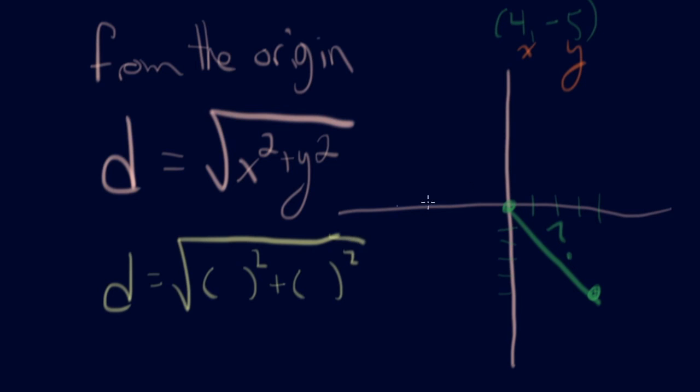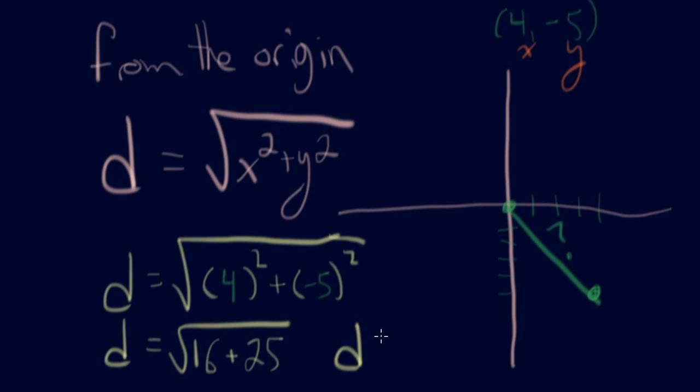You can probably start guessing what that reason would be. And I'm going to put 4 in here, and I'm going to put negative 5 in here. Sweet. So what we get is the distance is equal to the square root of 16. Now this is negative 5 times negative 5, so plus 25. So 16 plus 25, I think that's going to be the square root of 41.